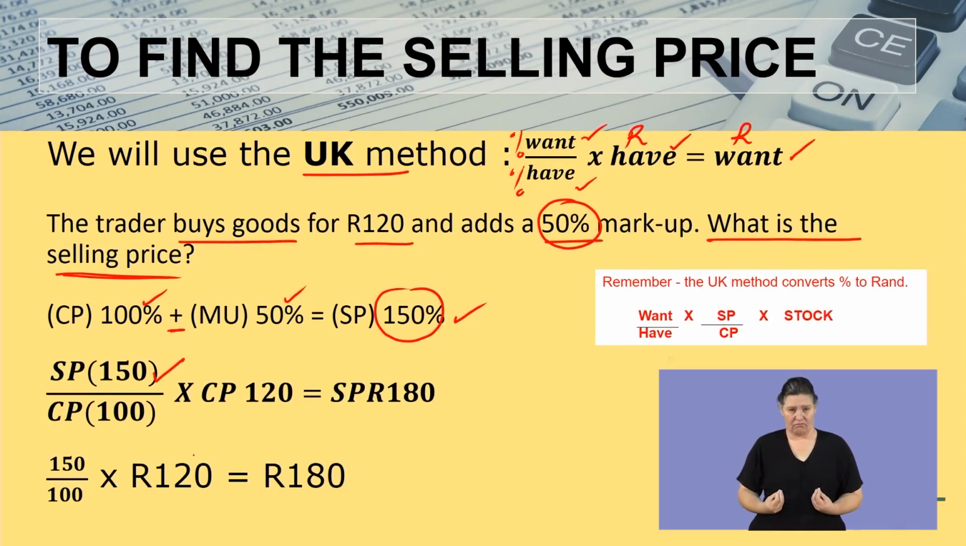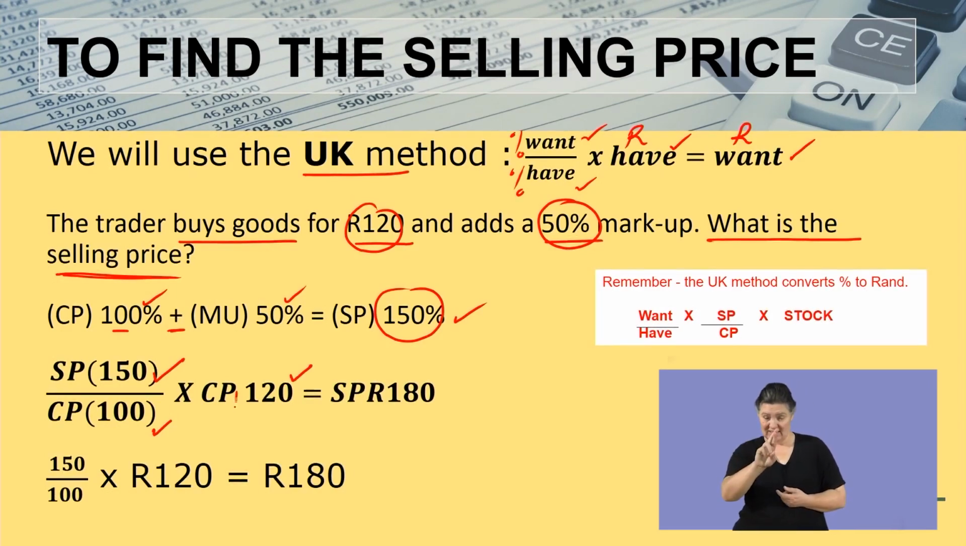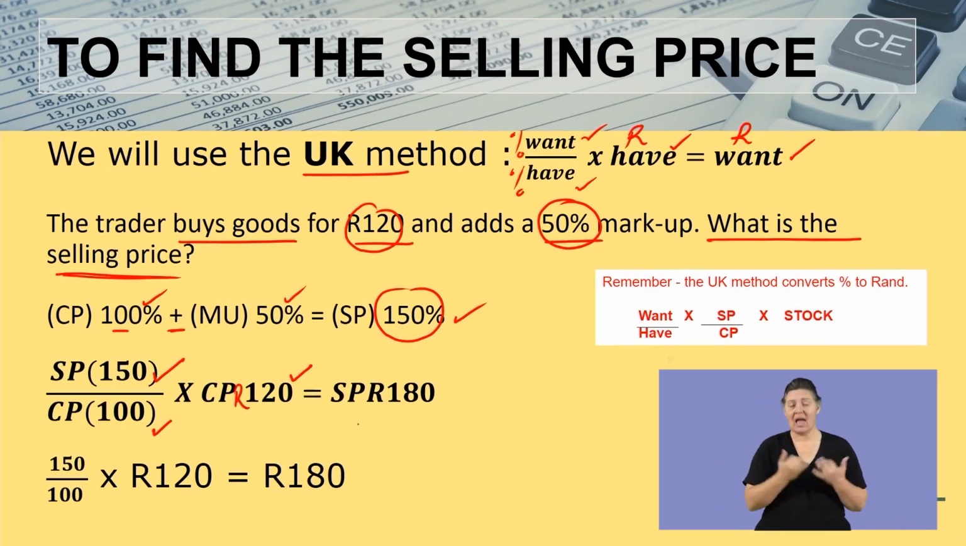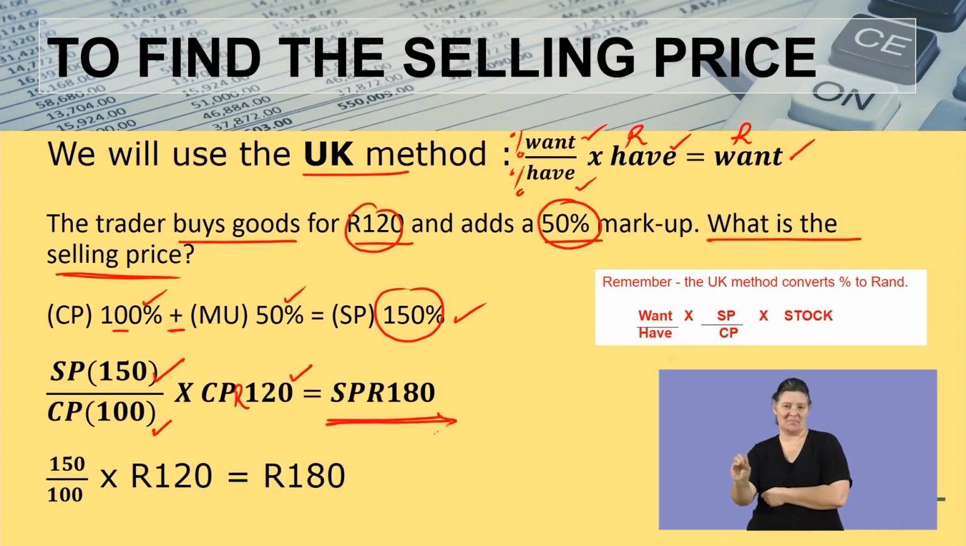What do I have? I have my cost, which is 100%, and my cost, which is 120. This is 120 rands. Remember, this is your rands. It will give you now your selling price in rands, which is 180. The moment you get that, yes, you are sorted. This is how you get your selling price using the UK method.